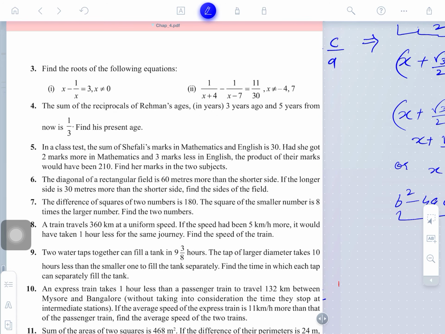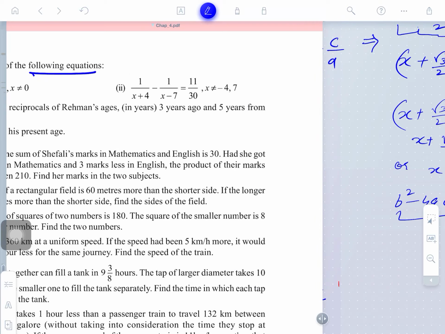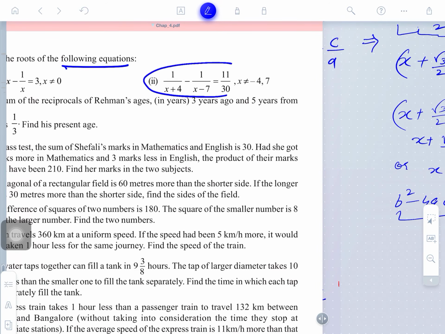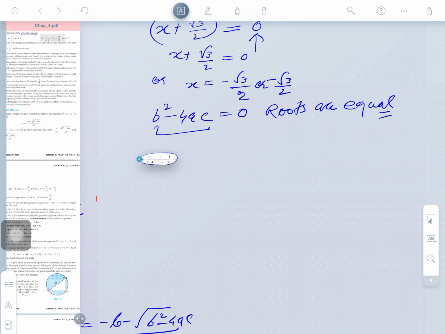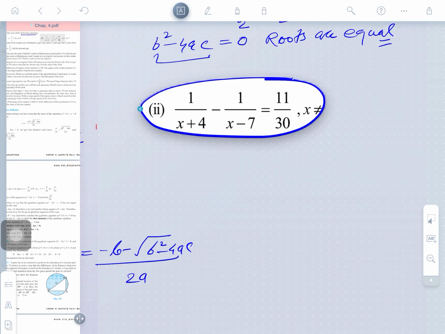Now the next question: find the roots of the following equations. So this is to be solved. Yesterday I told you, I want to tell you this question. How can we solve this question? You may solve this. It's very simple. First you have to simplify the expression in the manner that I am telling you.